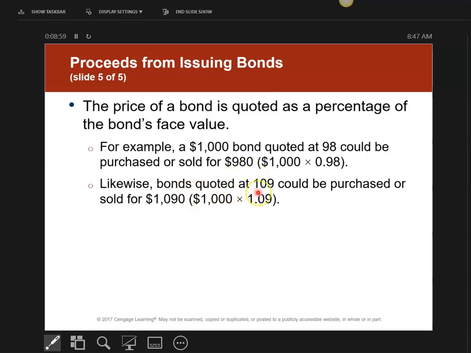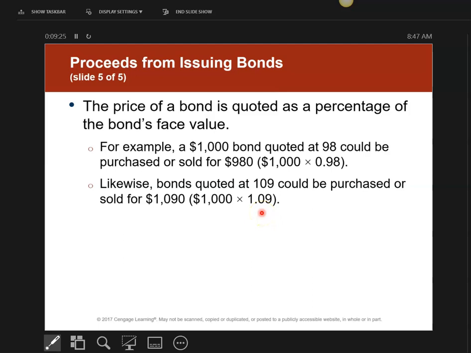However, if I quote it at 109, that's considered 109%, or 1.09, is what I'm selling at. So be careful on this. If it's under 100, then that's less than 100%. If it's more than 100, this really equates to 109%. And this is how you write it in decimals.